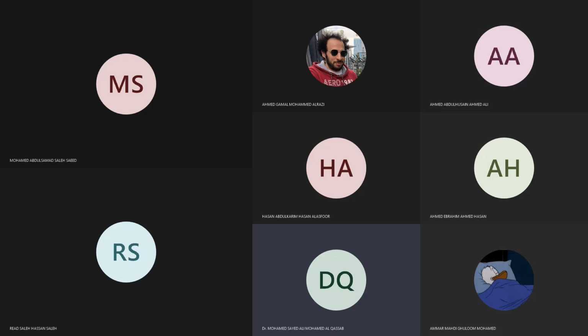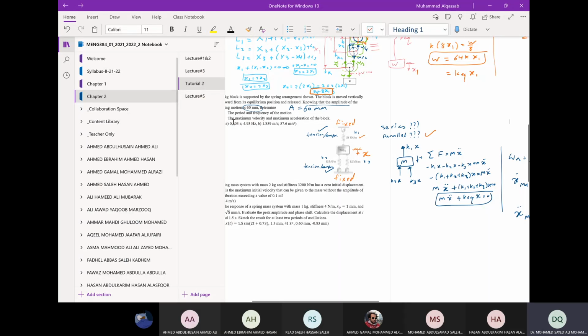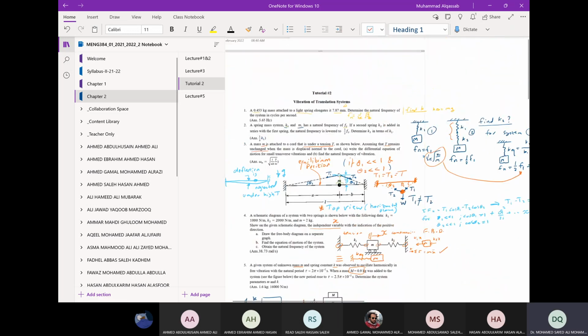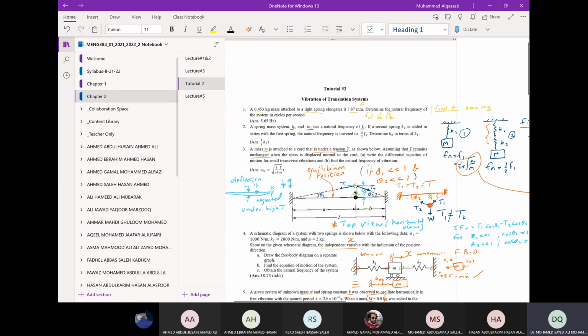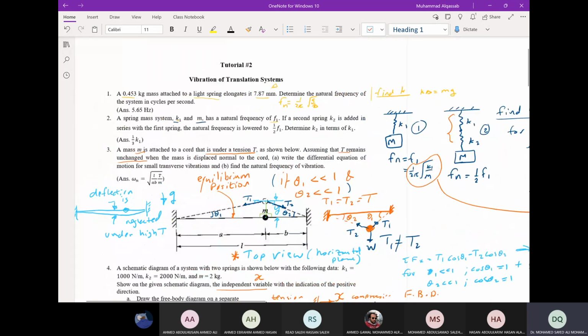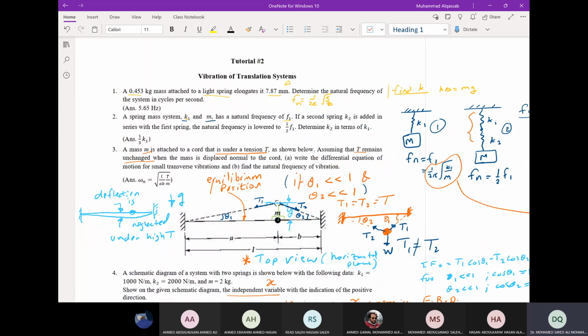Okay, so what we did last week, we reached tutorial 2 in chapter 2. This is the first tutorial in the chapter, and it is about translational systems. All the problems are about translational systems, in which we solved for the free vibration to find the natural frequency of a single degree of freedom system that can be modeled as a spring mass system.